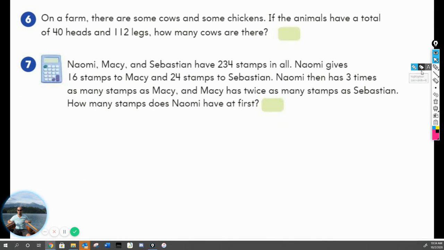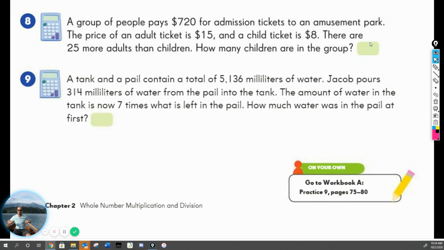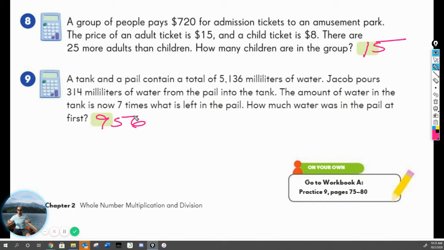Next page, solve them. Pause. All right. Did you get 16 cows and 96 stamps? I hope so. And it's finally the last page. Use your calculators on these. Pause. And finally, 15 kids and 956 millimeters. That one was a doozy.